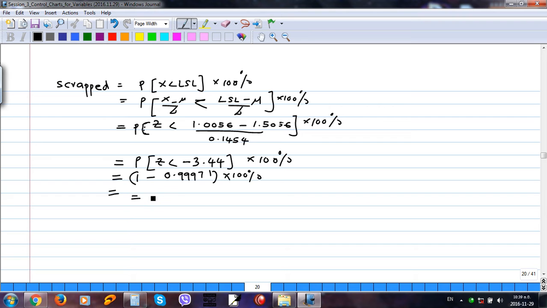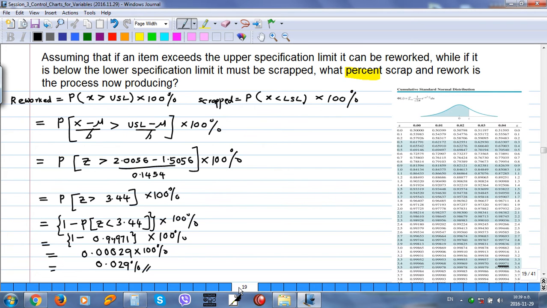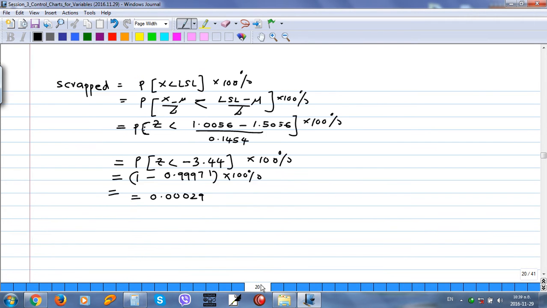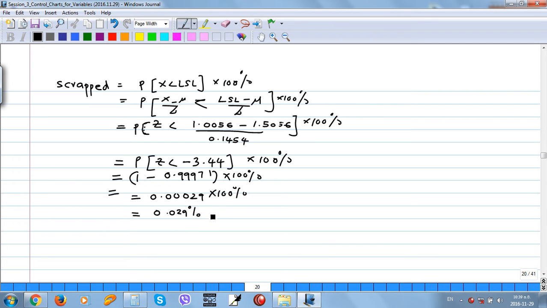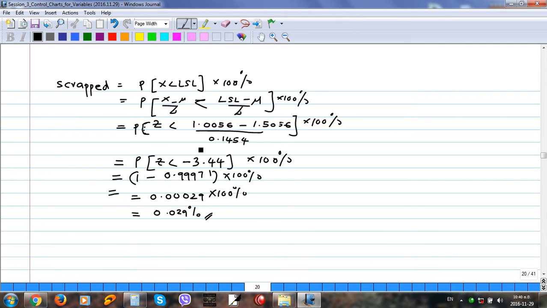it comes to 0.00029, times 100%, which equals 0.029%. This is the scrapped, right? So if a question is given in this way, you can use this method to find it.